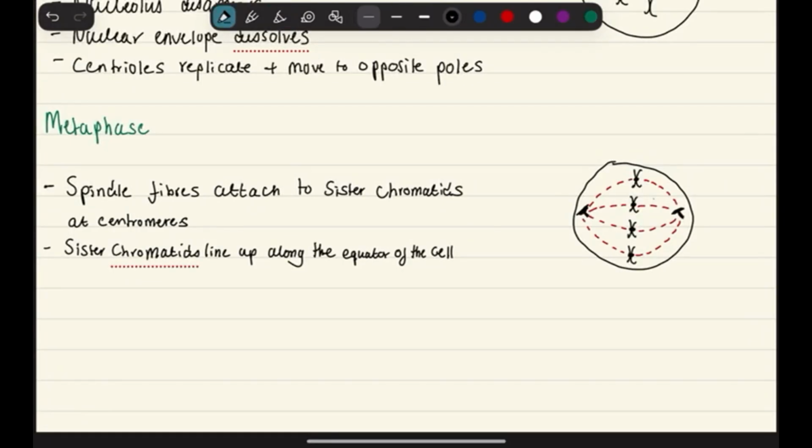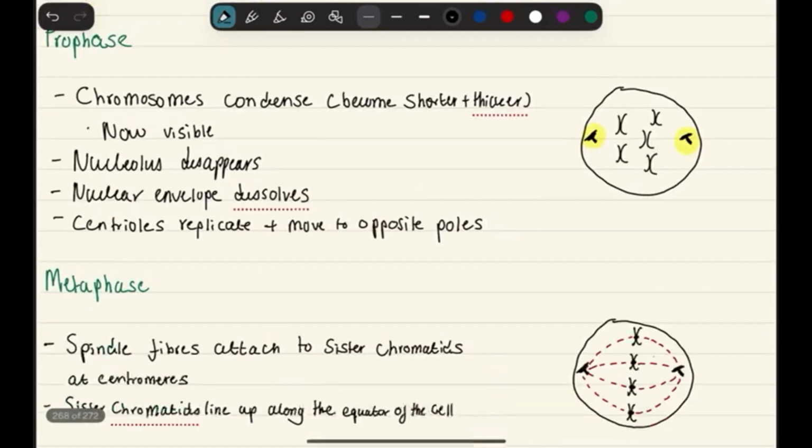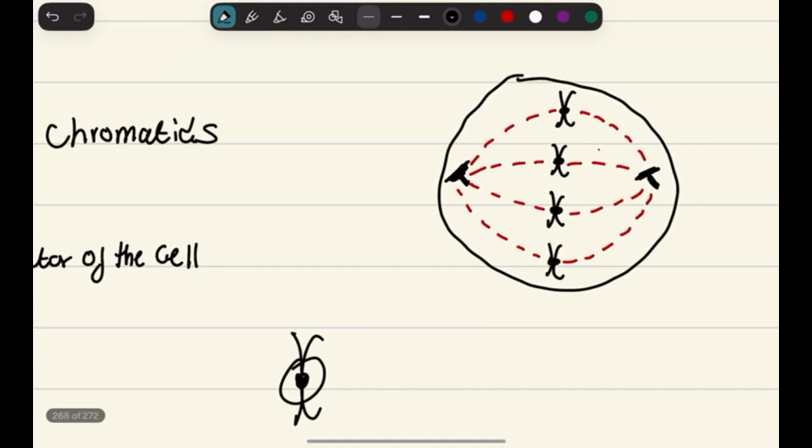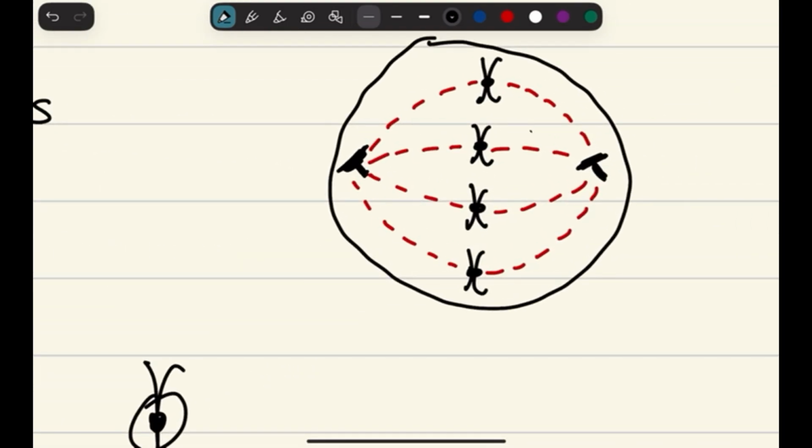So, if I quickly draw out one of our chromosomes big here, the centromere is just in the middle where they connect. Cool. So I'll just circle that as well. That's the centromere. Now, spindle fibres attach to the sister chromatids at the centromeres, and they start to line them up along the equator or the middle of the cell. So you can see that here in red, the spindle fibres attaching to the centromere, and they're released by the centriole. They attach to the sister chromatids and they line them up across the equator of the cell.